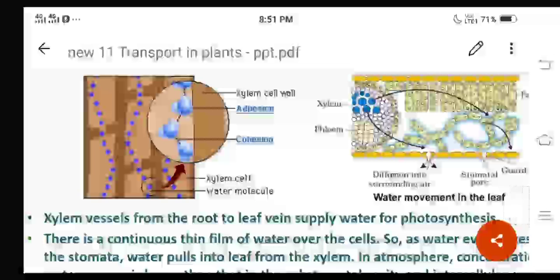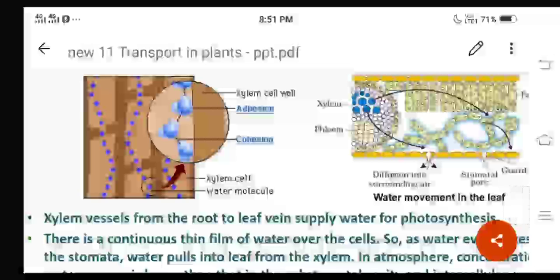And the important function of the xylem vessels, from the root to the leaf vein, is that they will supply water for photosynthesis, right? Xylem vessels will supply the water for photosynthesis. The water will go up to the leaf vein, because only in the leaf portion will the photosynthesis phenomenon occur, right?